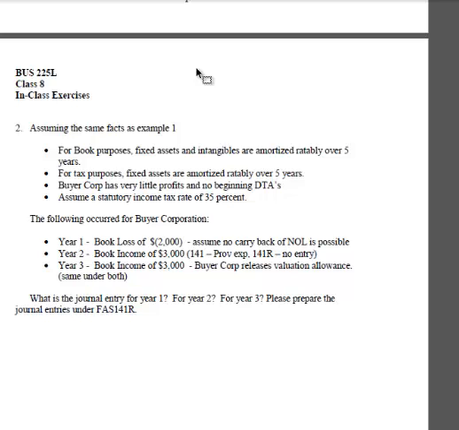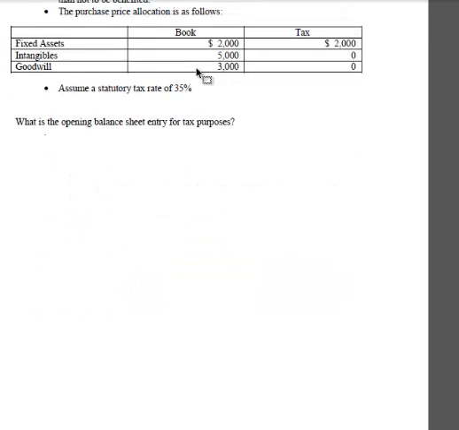So for example, in year 1 it says there's book loss of 200. Well, if we're using a 5-year life for fixed assets and for intangibles, assume that 400 of my fixed assets is depreciated and 1,000 of my intangibles is amortized in that book loss of 200. Okay, assume that's part of it.